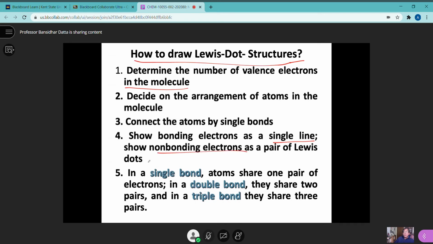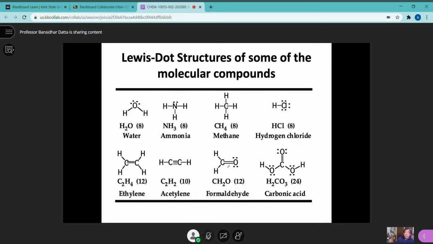That's the oxygen that you saw, right? Oxygen always has two pairs of non-bonding electrons. In a single bond, atoms share one pair of electrons. In a double bond, they share two pairs of electrons. In a triple bond, they share three pairs of electrons. You have already seen this, but I'm going to give you these general rules. Now I'll show you some examples, and we have already done this one too.